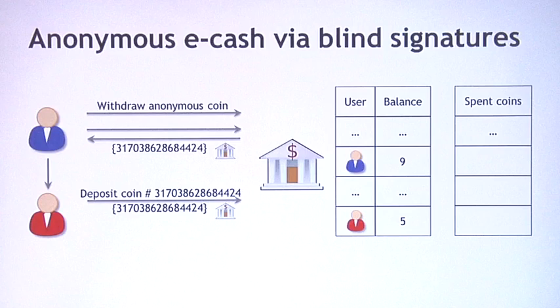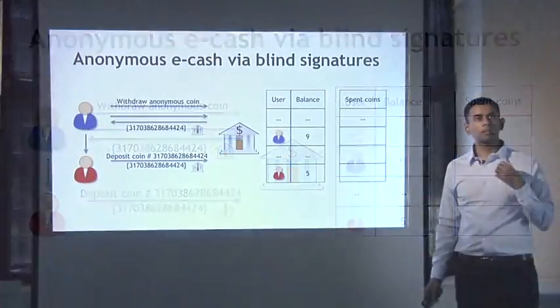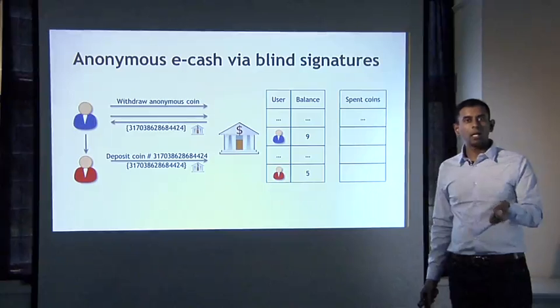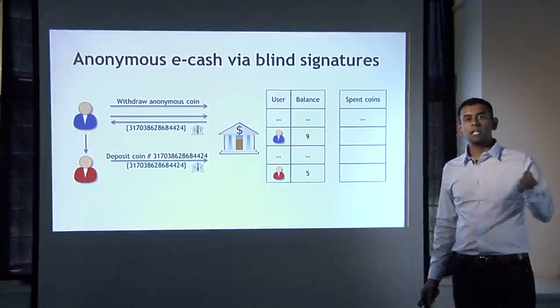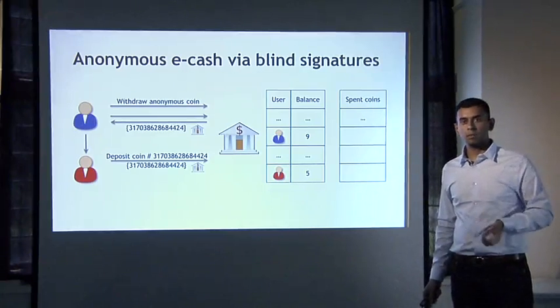The bank looks at the signature, verifies that it's a valid signature, and here's the key thing. It also verifies that the serial number that it received is not on the list of spent coins. That's how it knows that this is not a double spend attempt. This is the legitimate first spend of a coin that the bank signed before. So it's a legitimate anonymous token.